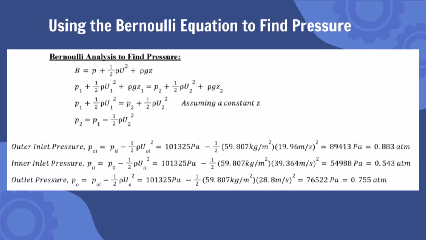As the flow travels through the Venturi, which first reduces to a smaller diameter, the static pressure drops to 0.543 atmospheres and the local velocity accelerates to about 39.3 meters per second. As the fluid exits the carburetor, the diameter expands a little bit more, but it's still smaller than the very start of the inlet. As a result, the static pressure at the outlet increases to 0.755 atmospheres, and the flow velocity decreases to 28.8 meters per second.